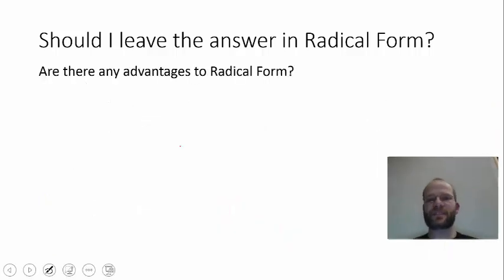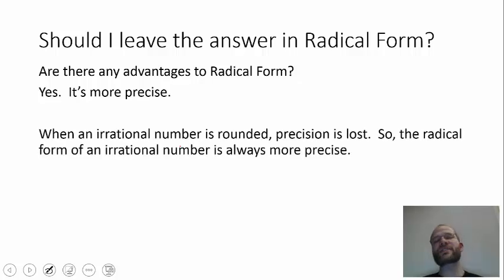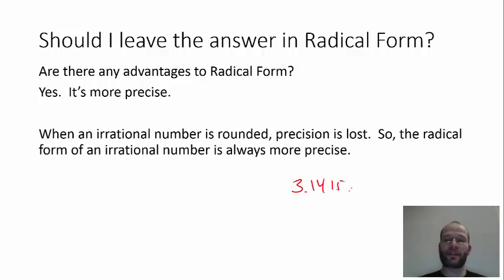Are there any advantages to radical form? Yes, there are. It's more precise. Radical form is always more precise than a rounded value. When an irrational number is rounded, precision is lost. So for instance, some people know pi to the 48th decimal, 3.1415, whatever it happens to be. And when we round off the ending of it, and we round it just to 3.14, the number is less precise than if we had more decimals.